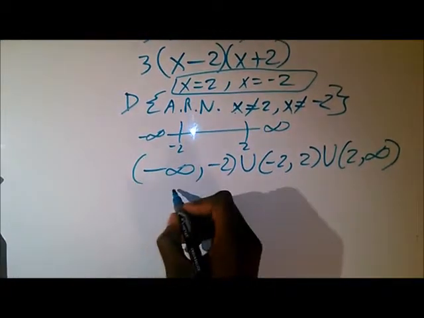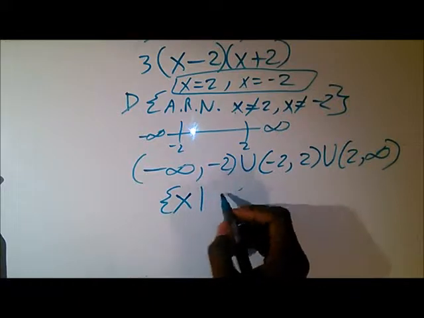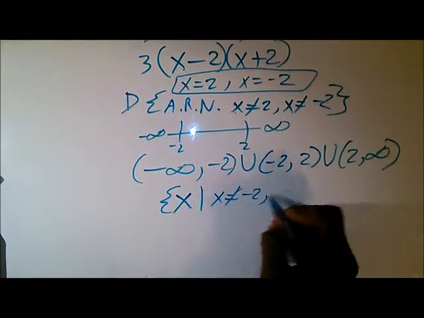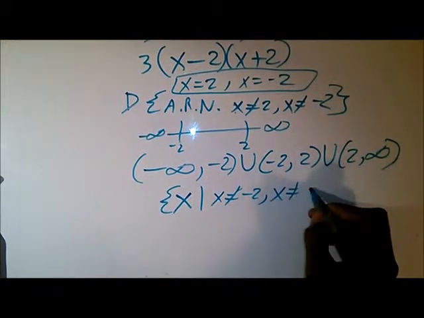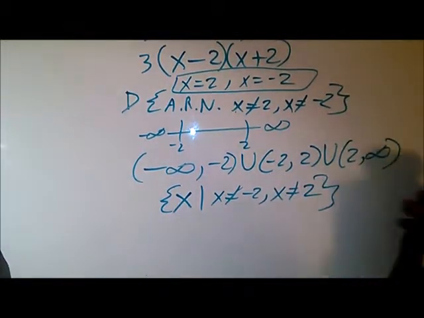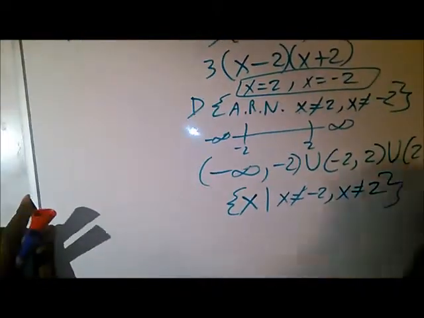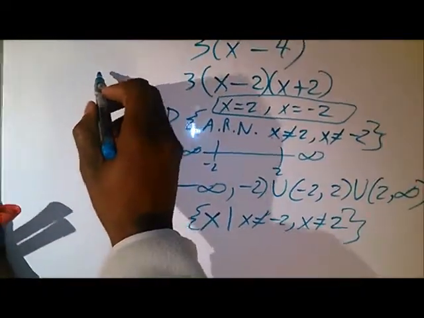Set notation, you may see this in some people's class: all x except x is equal to -2, x is not equal to 2. Okay, you'll see that. And since we know this, how's it going to look on the graph? On the graph, it'll look like this.